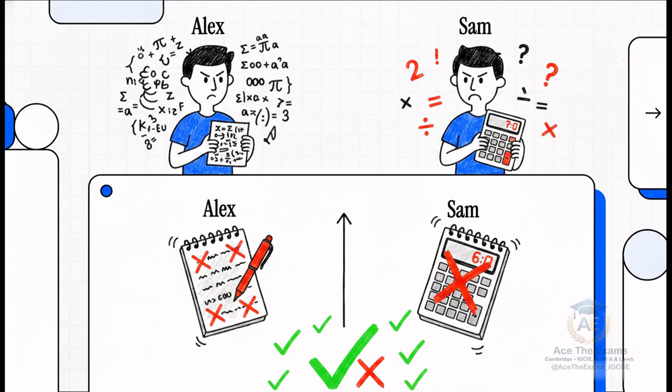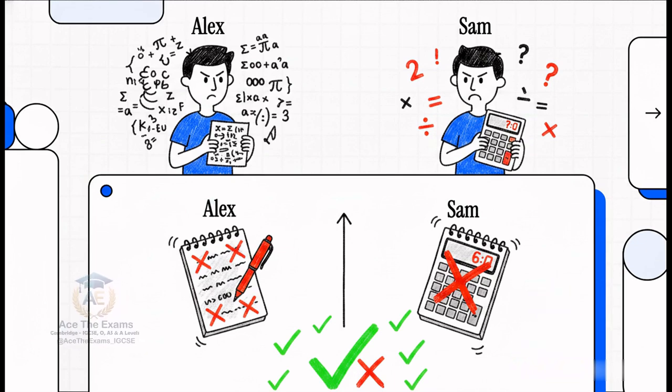First, we have Alex. Now, Alex knows their stuff. Alex overloads the answer sheet with raw computer science facts. They know every mathematical operator inside and out, they can define a function perfectly, but they provide absolutely zero analytical depth. It's just a wall of disconnected facts.